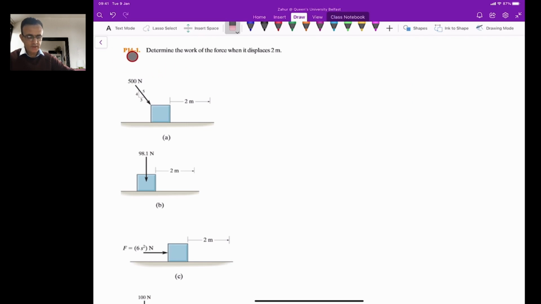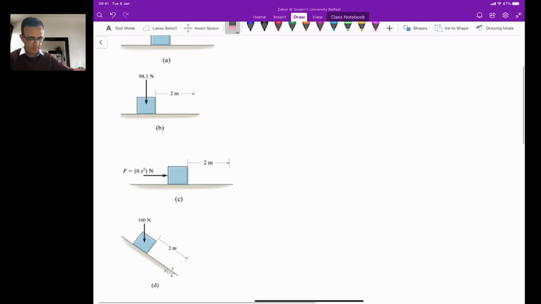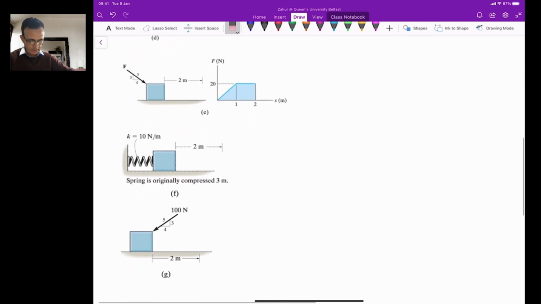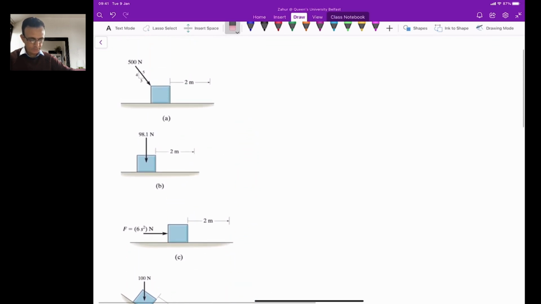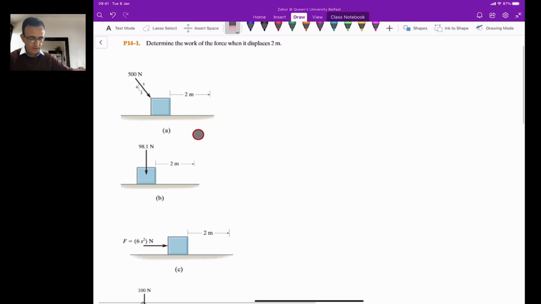Okay, this numerical example, which is P14.1, is taken from the R.C. Hibbeler book. In this case, you need to determine the work of the forces when it displaces 2 meter. This is one of the numerical examples in your tutorial sheet, and it consists of parts A to G. You have to find out the work done for all these cases.